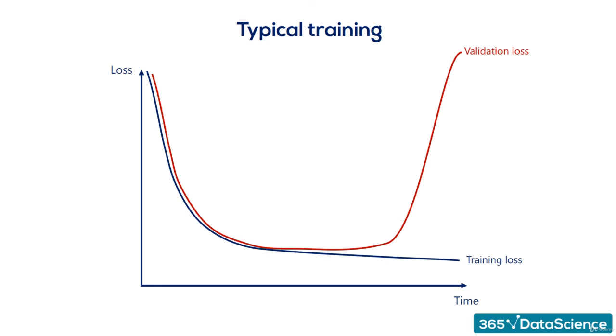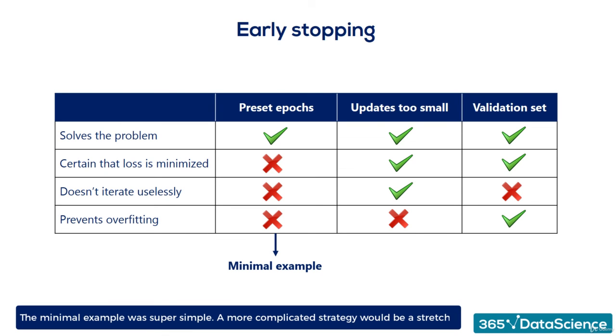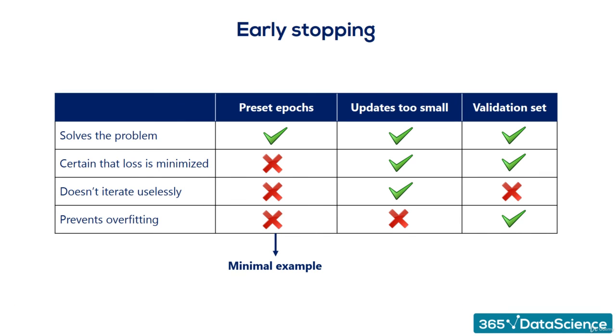Okay, now, depending on the case, different types of early stopping can be used. The preset number of iterations method was used in the minimal example. That wasn't by chance. The problem was linear and super simple. A more complicated method for early stopping would be a stretch. The second method that monitors the relative change is simple and clever, but doesn't address overfitting. The validation set strategy is simple and cleverer, and it prevents overfitting.